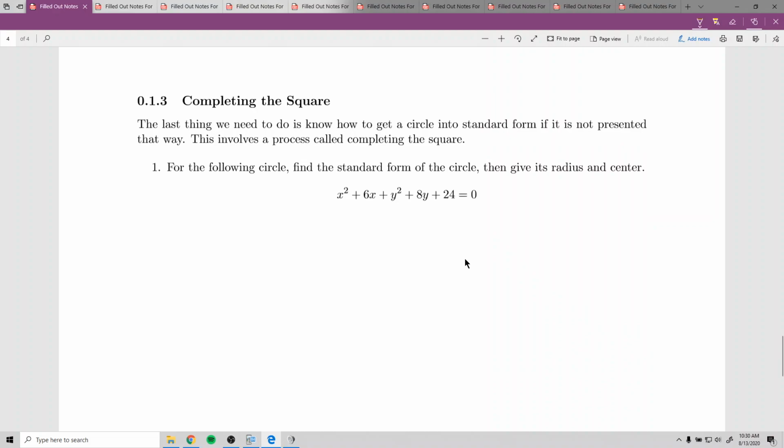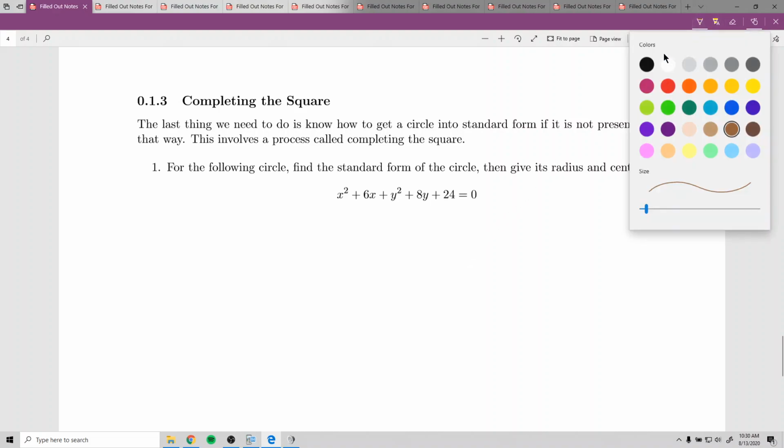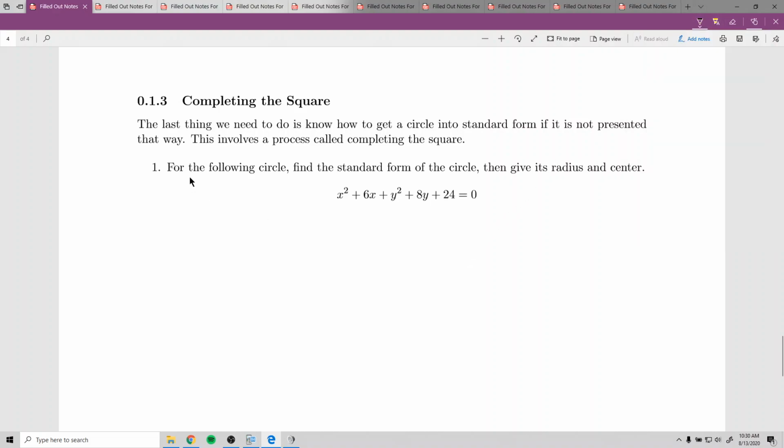All right, so the last thing in this section is called completing the square. Basically, you can be given the equation of a circle that's not in standard form, but you might be asked, what is the center? What is the radius? And you have to get it in standard form. You're not going to be able to just guess it. So it says for the following circle, find the standard form of the circle, then give its radius and center.